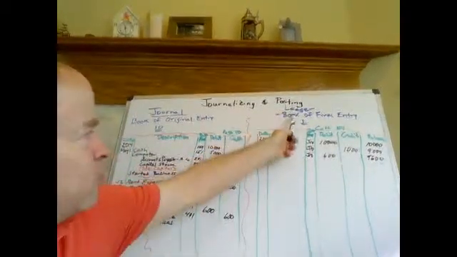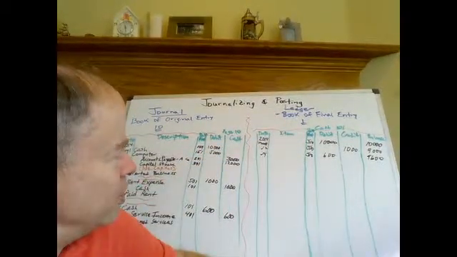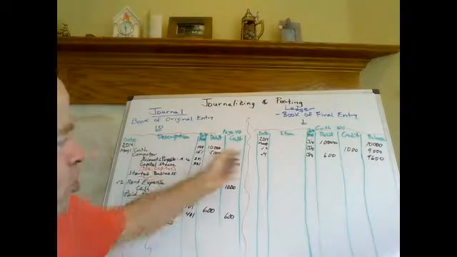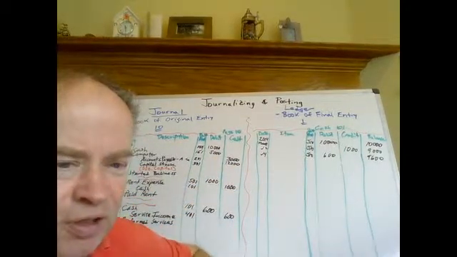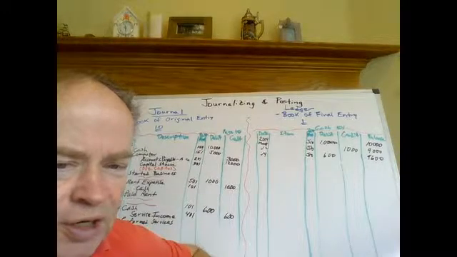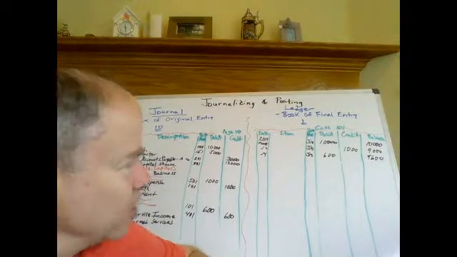So the ledger is the book of final entry. That's where the information from the journal is put. And we call it posting. So the process of recording in the ledger is called posting.